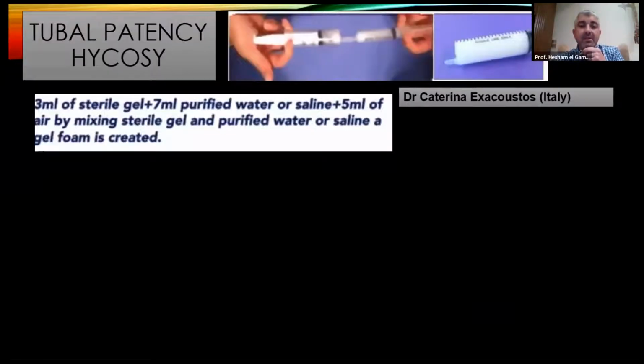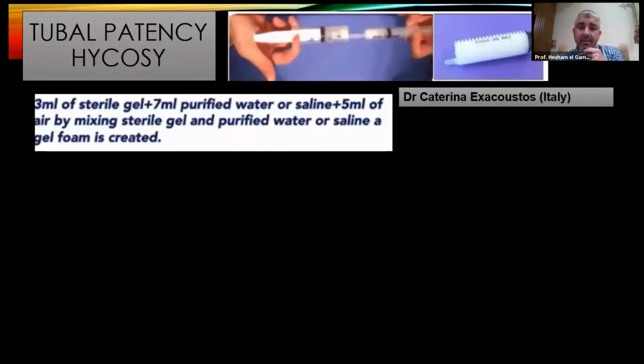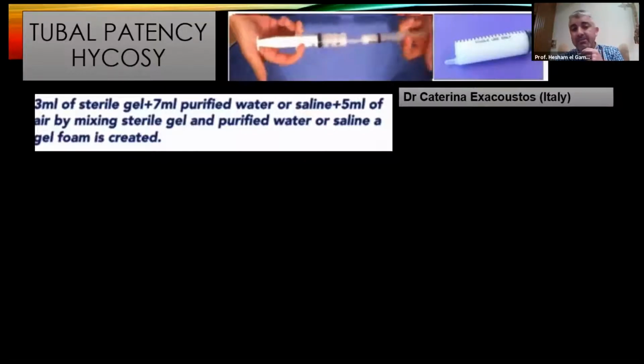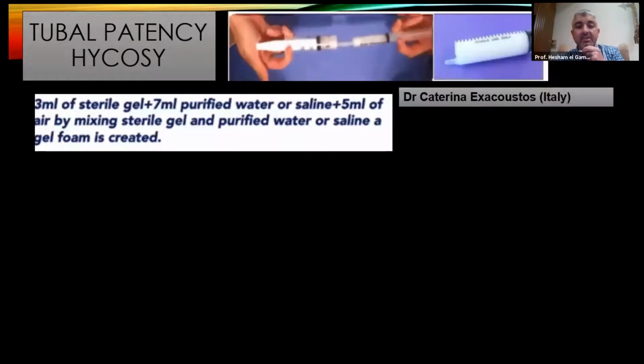Again, there has been a lot of talk about tubal patency with HyCoSy, and there has been a proposal since 2016 using like homemade foam, actually clinic-made foam. So you put 3 milliliters of sterile gel with 7 milliliters of purified water and saline, and then you mix them together, you get this foam, and then you start to inject.